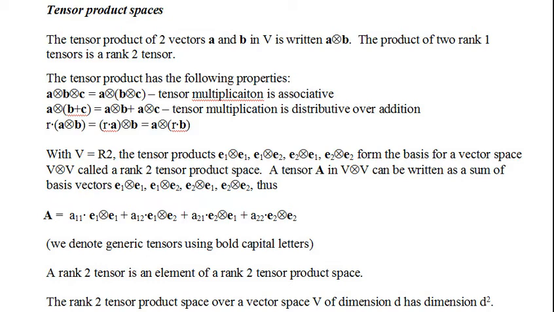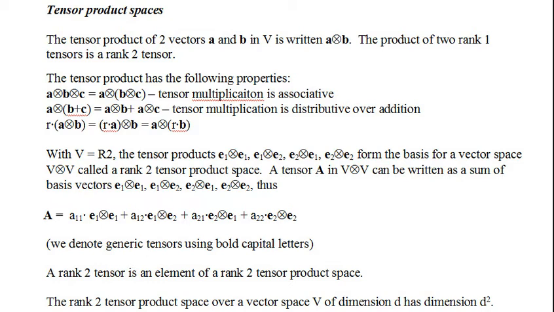When V equals R2, the tensor products of the basis vectors of R2 form a basis for a new vector space, the rank 2 tensor product space, consisting of all linear sums of the basis vectors. Thus, a tensor A in V cross V can be written as a sum of basis vectors as shown, with the A11, A12, A21, and A22 being any constants. We'll denote rank 1 tensors, i.e. vectors, with small, bold, capital letters, and rank 2 and above tensors as bold, capital letters.